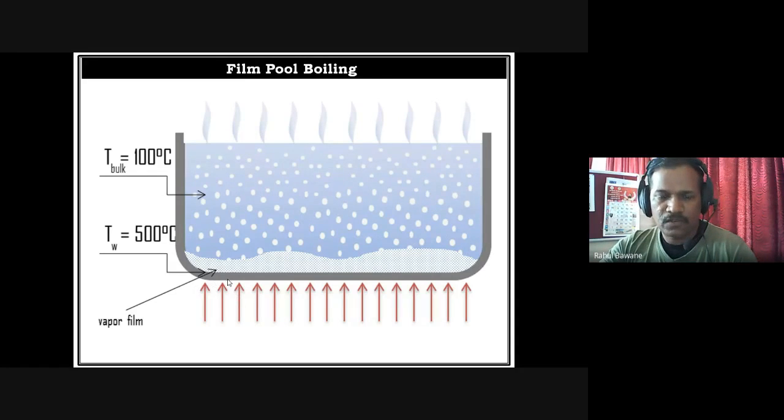Now whatever heat comes to the bottom heating surface goes into the vapor layer, the vapor film, and from the vapor film, by radiation, most of the heat will transfer. So when such a stable film is formed, it is called film pool boiling.